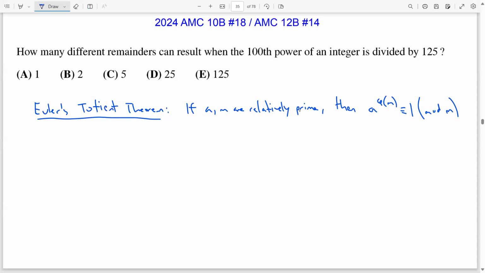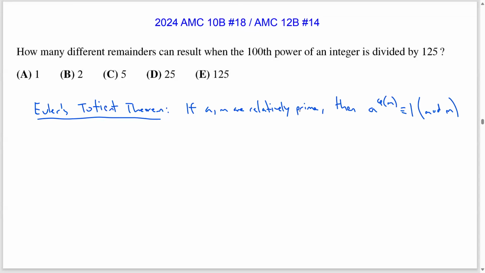Remember that the totient of m counts the number of positive integers less than or equal to m, which are relatively prime with m. And so we're going to use this theorem to basically get an instant solution here. So we're going to look at the number a to the 100 modulo 125. So we're going to think of m as 125.